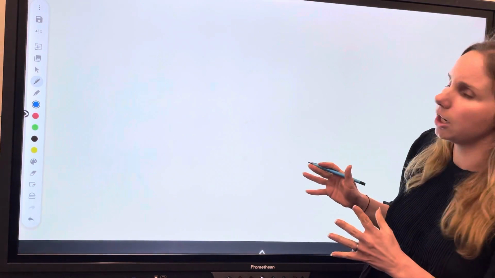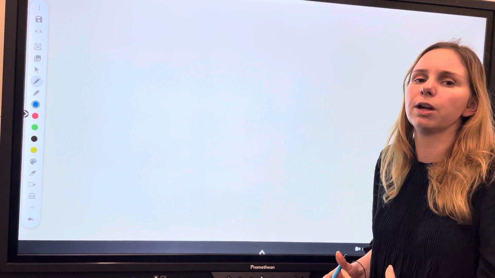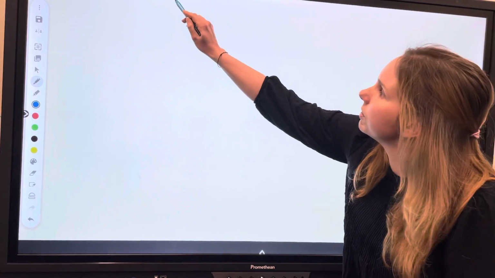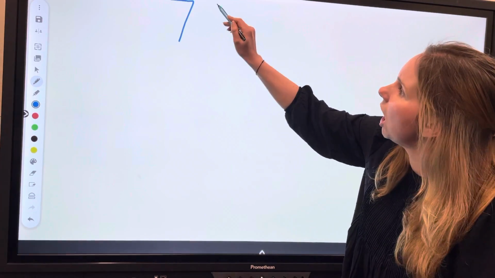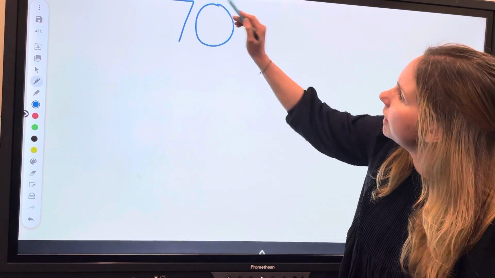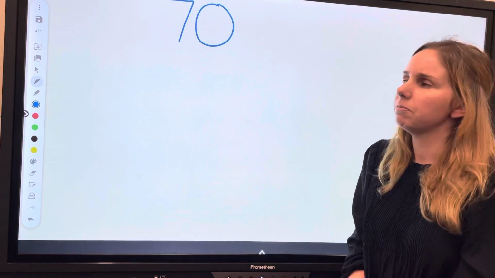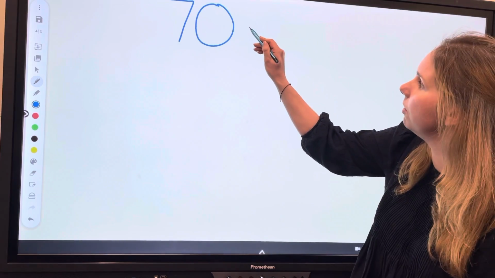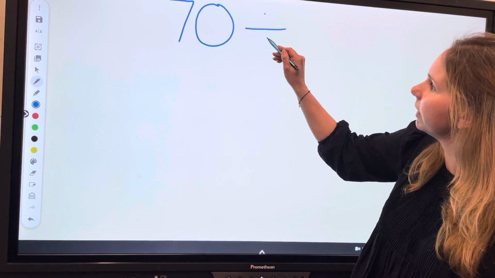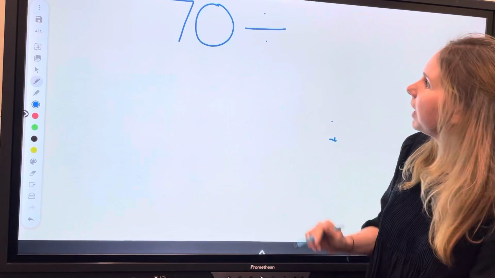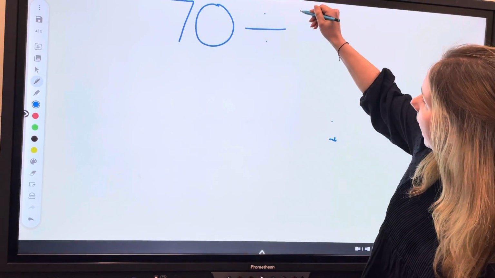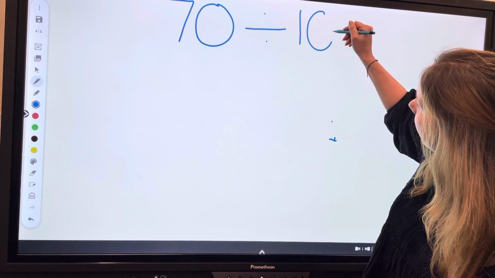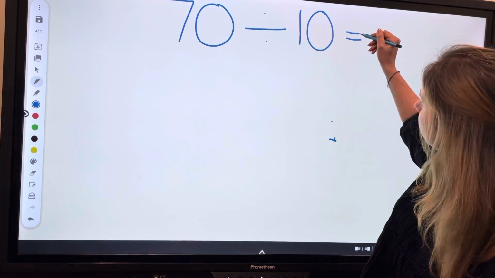So let's get started. When we divide, which number do we know goes first? Hopefully you've said the greatest, the largest number. So here I've got 70. Divide. What does the divide symbol look like? Write it down at home. Hopefully it looks like mine. Divided by, and we're dividing by 10. So I'm going to pop there, 10 equals.